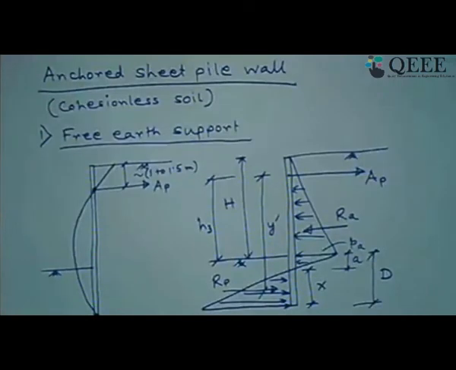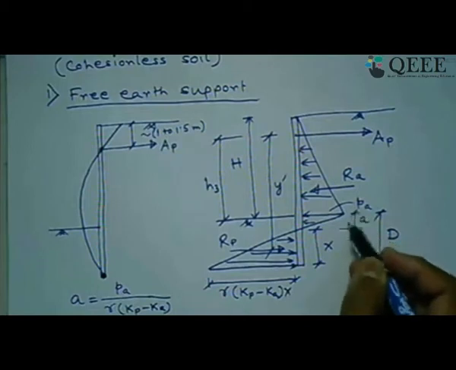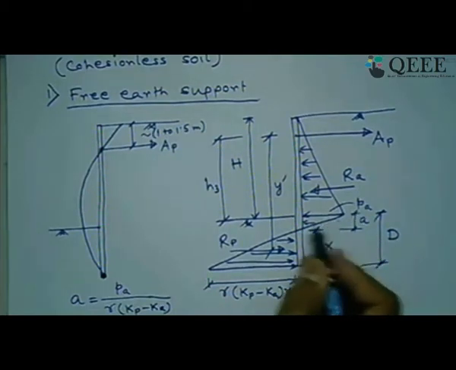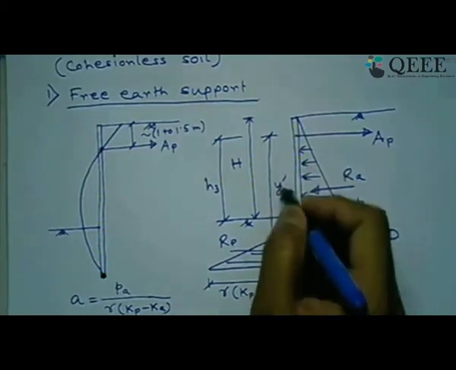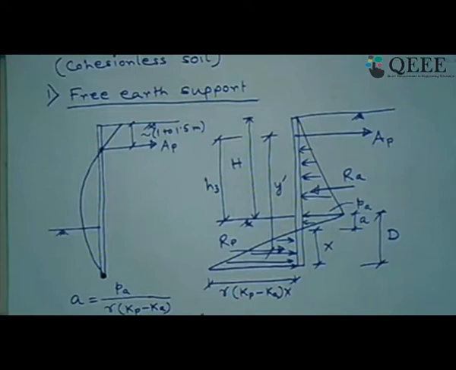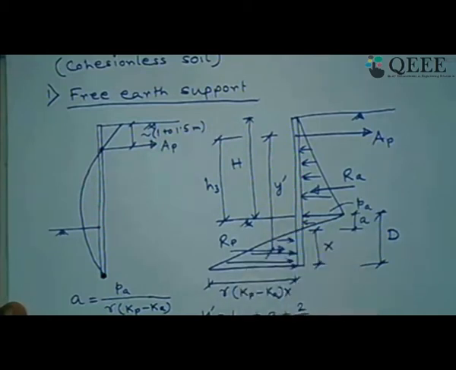Okay, so that we can see here, because here you have to find out the net of passive and active earth pressure. And how much is this distance y dash? This y dash is nothing but this h3 plus a plus this distance 2/3 of x.